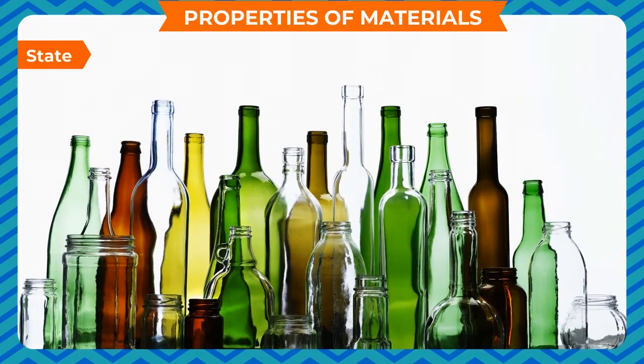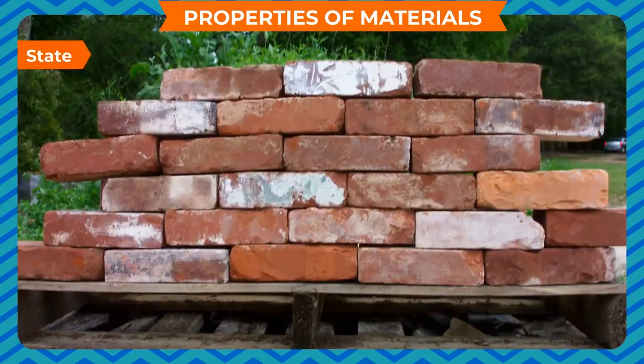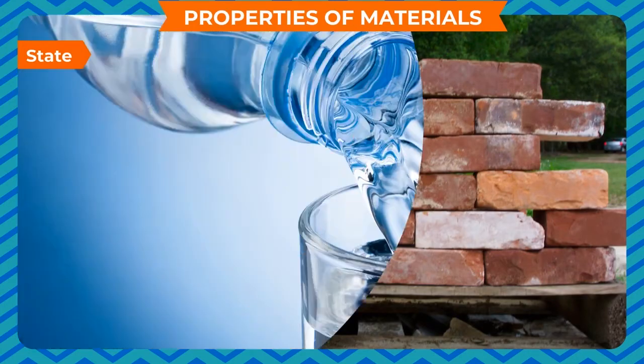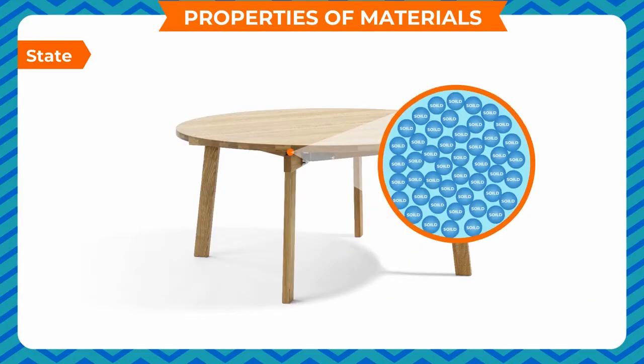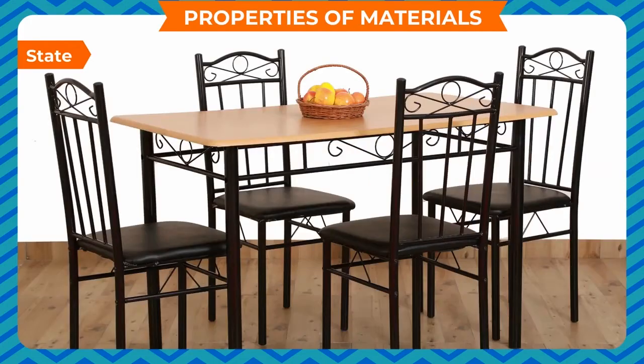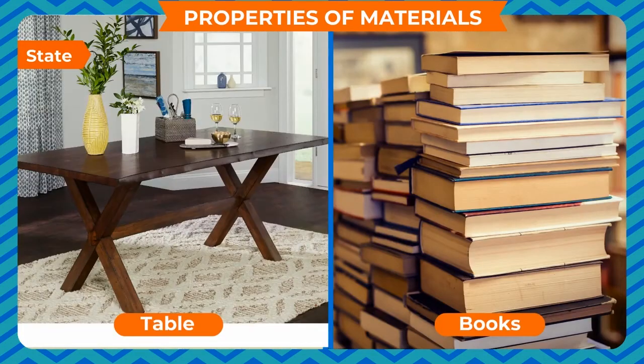State. Materials are also classified on the basis of their states. Some materials exist in solid state, while some in liquid or gaseous state. Molecules in a solid are packed very close to each other. The force of attraction between them is very strong. That is why they have fixed volume and shape. Examples of solid materials are brick, wood, iron piece, books, table, etc.